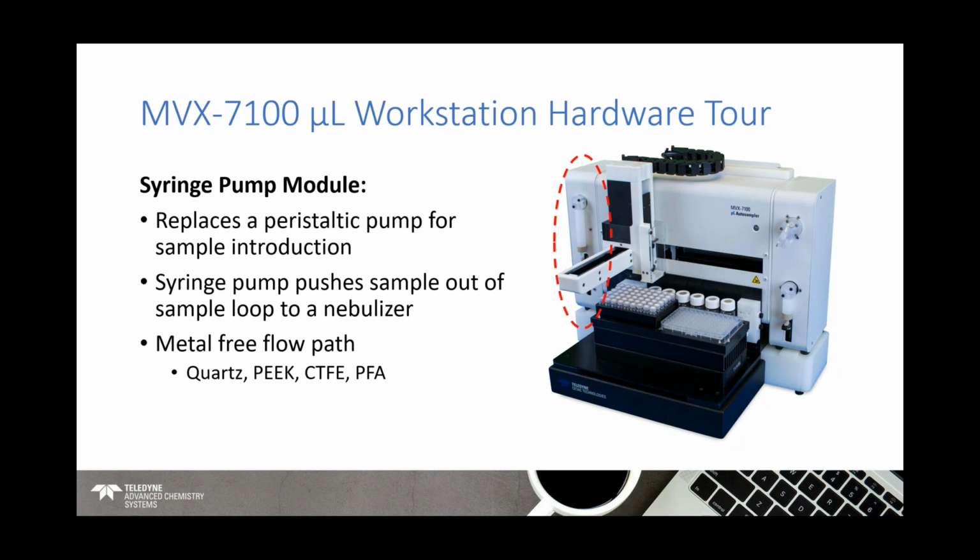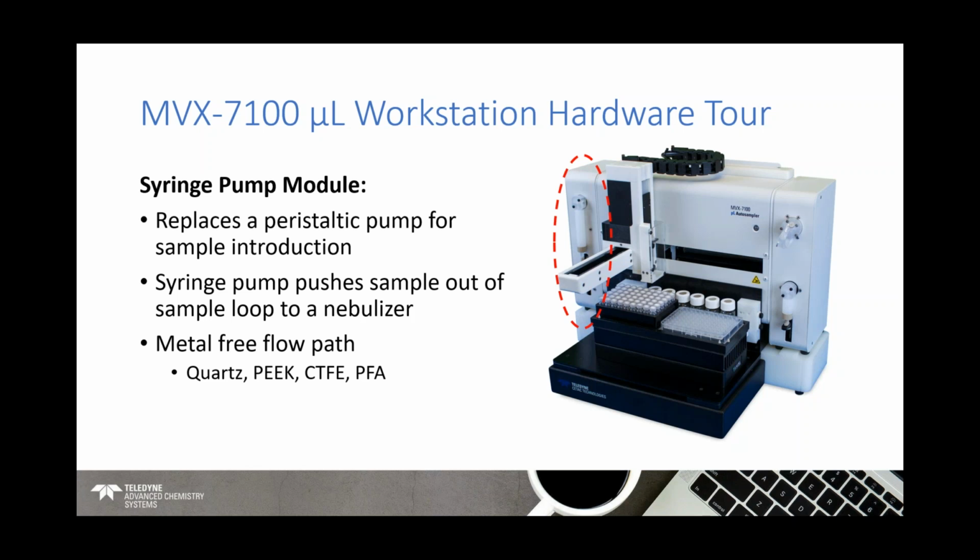So it's just a syringe pump. There's no 6-port valve on this side. Now this syringe pump replaces a peristaltic pump for sample introduction. So it's this module which is going to push your sample out of a sample loop, which is on the 6-port valve on the other side, towards a nebulizer.